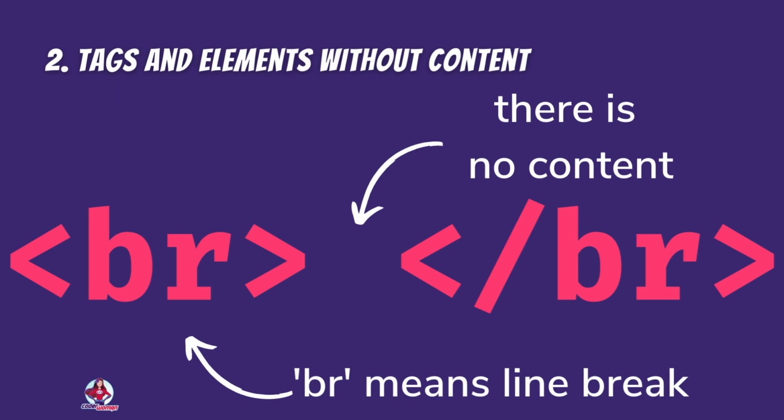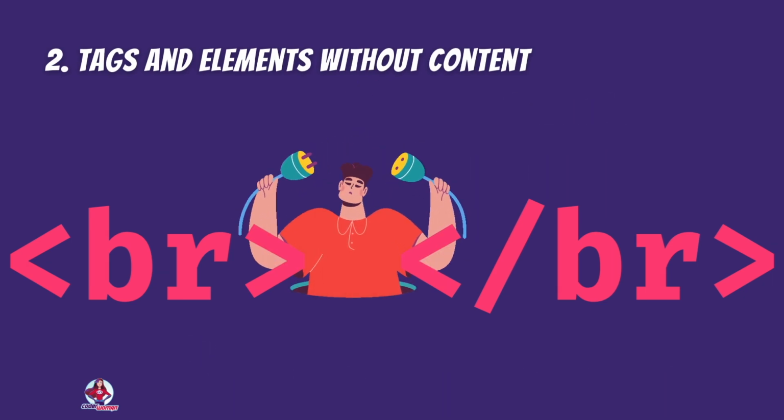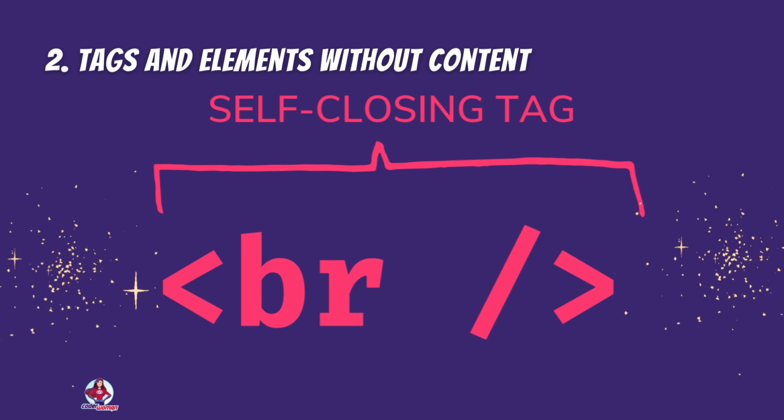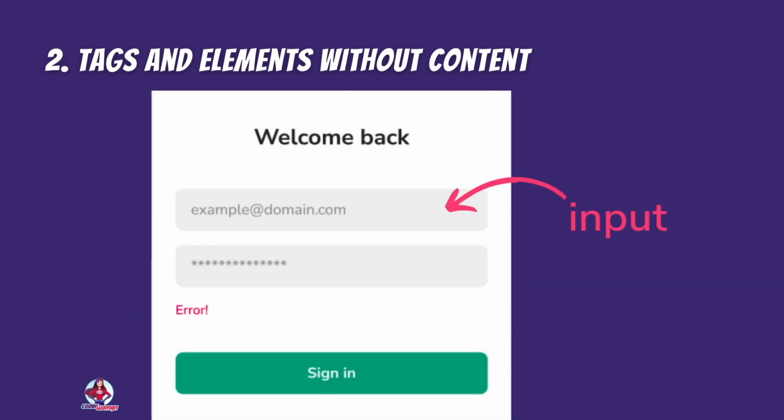Let's take a look at an example, a line break element. This HTML element inserts a single empty line into text, so there's no content here. And in this case, we have a handy shortcut. We need to combine an opening and closing tag, and two become one, just like this. And please remember about the space before a slash. Another great example of a self-closing tag is the input element. You will find it in every online form, like the contact form.